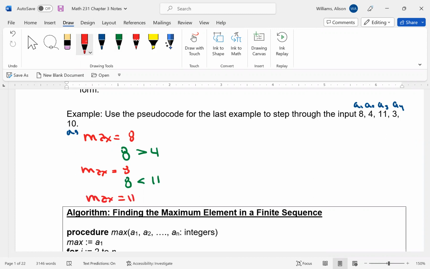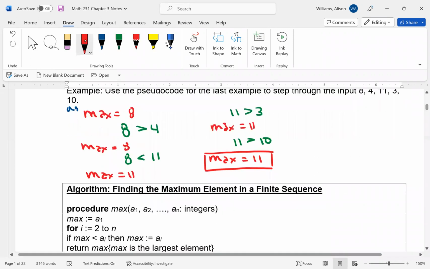Now I'm going to compare 11 to the next term in the sequence, which is 3. 11's bigger, so the max stays 11. They're calling this, by the way, the temporary max. Then I'm going to compare the temporary max to the next term, which is 10. And 10 is smaller, so we're done. We've reached the end. Therefore, the temporary max becomes the actual max, and we have completed the pseudocode steps.